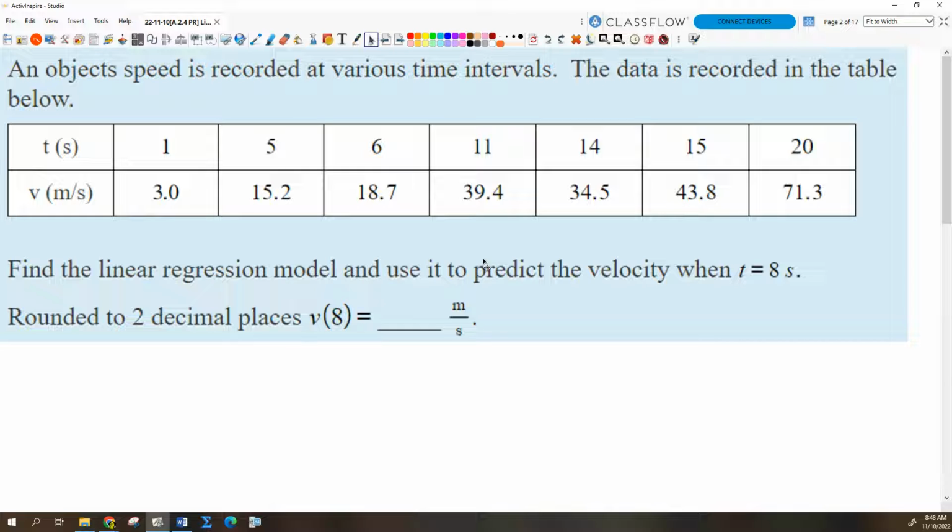Wouldn't it make more sense to say that the speed depends on the time than the time depends on the speed, right? We're inputting various different values of t, and we're measuring what the speed is. That's the interesting variable to us, the speed in this case. So that's the dependent or output variable. We could plot these things and make a scatter plot.